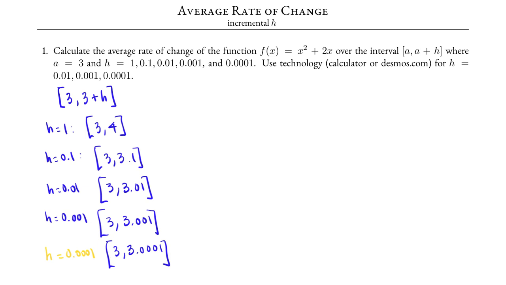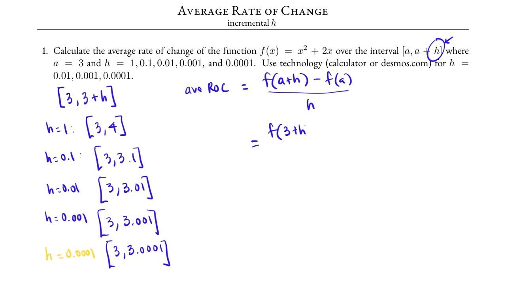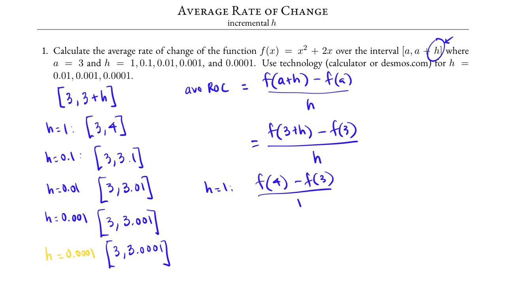Since this is an increment given, we will use the alternative formula for the average rate of change, which is f of a plus h minus f of a over h. But remember that a is 3 in this case. And so we have f of 3 plus h minus f of 3 over h. For h equals 1, we have f of 4 minus f of 3 over 1.